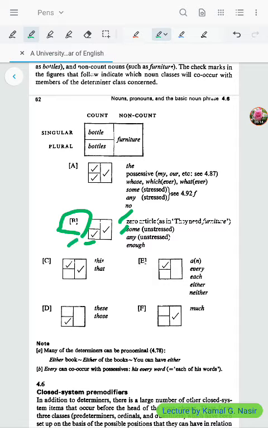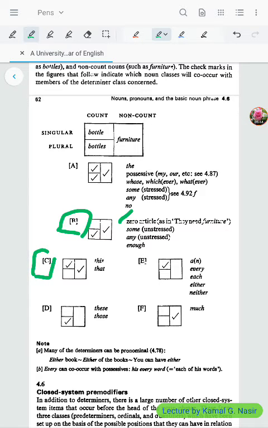So we say some bottles, and we say some furniture, but we do not say some bottle when it is uncitrused. We say any bottles and any furniture. We do not say any bottle. And enough, we say enough bottles and enough furniture. We do not say enough bottle. Clear? This is the second group.